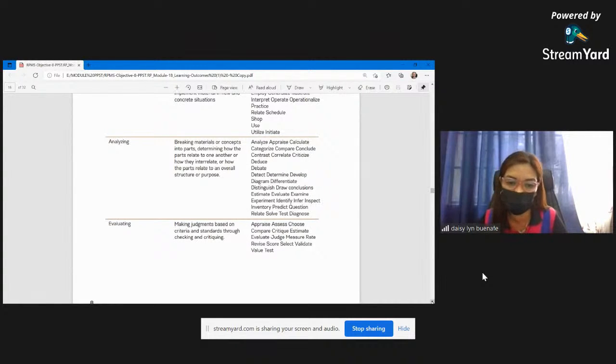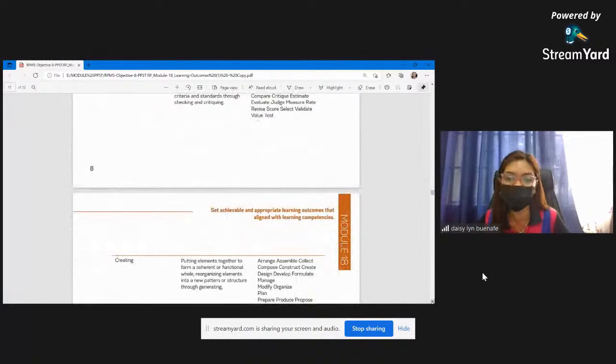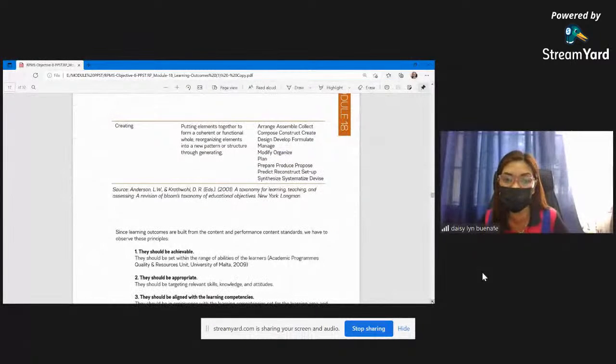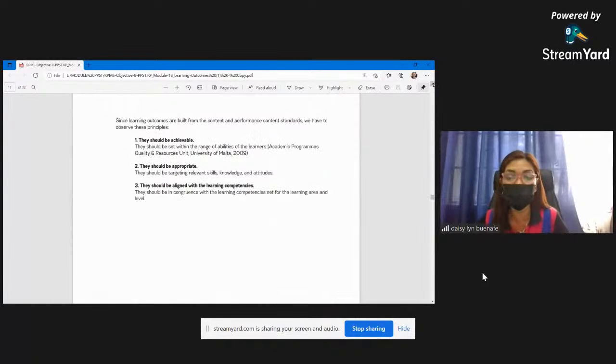Then, we have evaluating, making judgments based on criteria and standards through checking and critiquing. Then creating, putting elements together to form a coherent or functional whole, reorganizing elements into a new pattern or structure through generating.